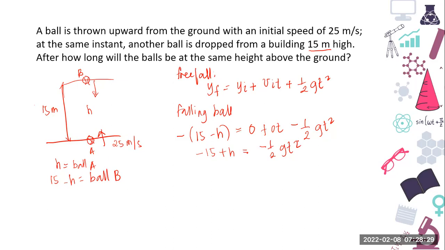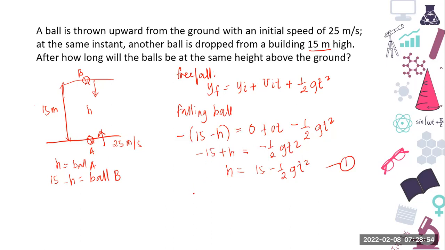I'm using heights because they're more discretely seen in the problem. Okay, and let's just rearrange this. This is h equals 15 minus 1/2 gt squared. Let's say that this is equation 1.